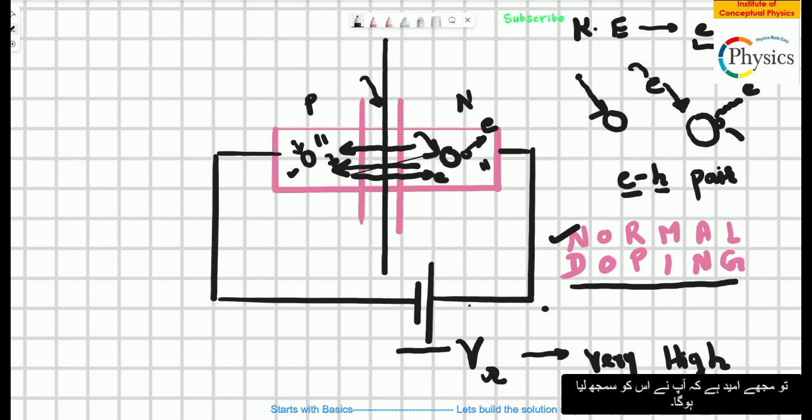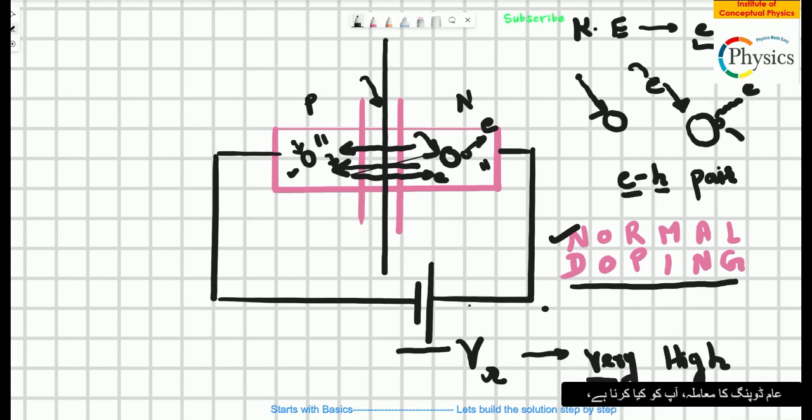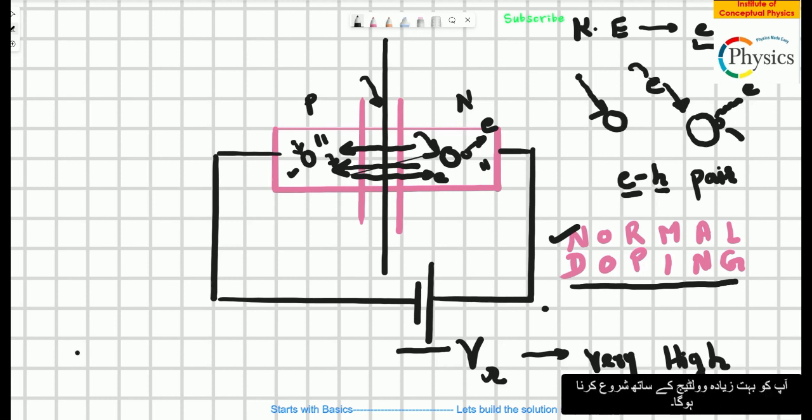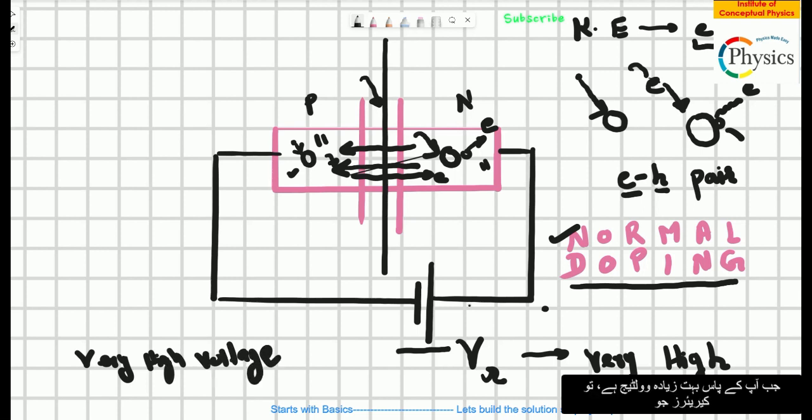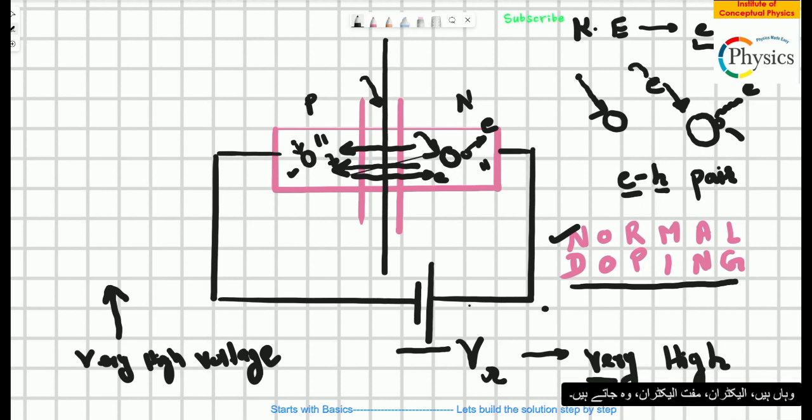So I hope you have understood that in the case of normal doping, what you have to do is start with a very high voltage. When you have very high voltage, the carriers which are there, the free electrons, they go and strike the atoms and strip them off the electrons, and a hole is left.